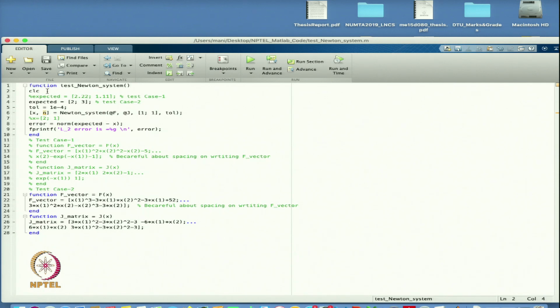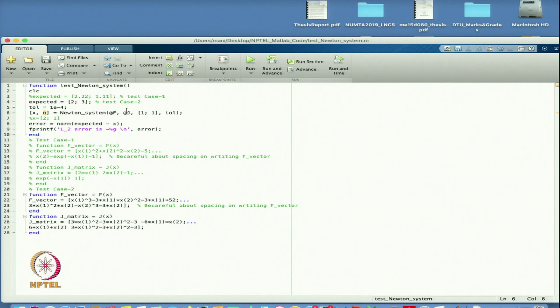So, in this case I will start with the name of this function, that is test Newton system. I will start with the clc, whatever is written there. Then I will give the expected value, the expected root. Whatever root I am going to expect, I will write here. Then I will pass the tolerance, and then this is the function I am calling from here, the Newton system, whatever we have just defined. So, this is the function I am passing with the at sign, an anonymous function.